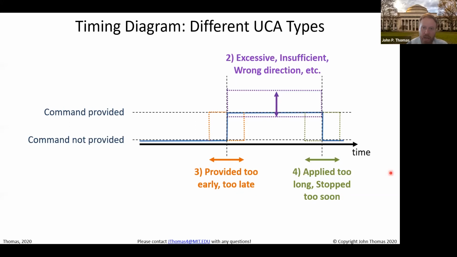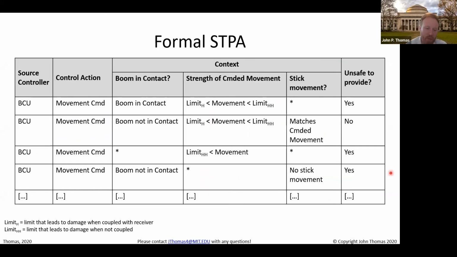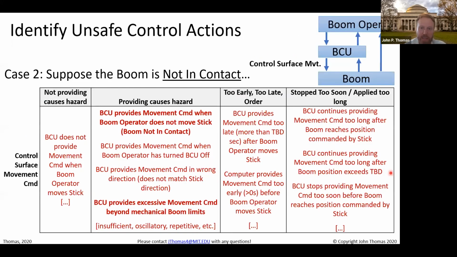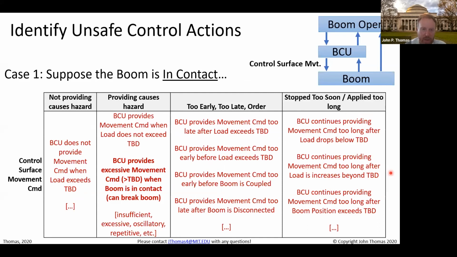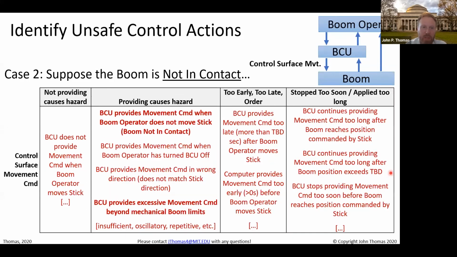All right. I hinted that we would look at formal STPA. Now notice what I did in these tables. Not everything fit on a slide. So what I did here is I broke things up into 2 cases. I say, what if the boom is in contact? And we wrote all the UCAs here. And I said, what if the boom is not in contact?